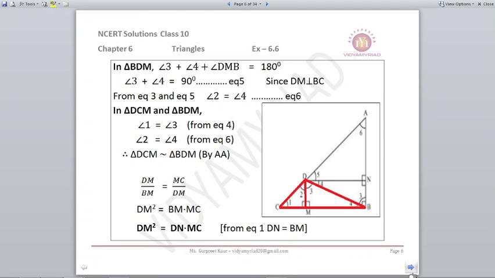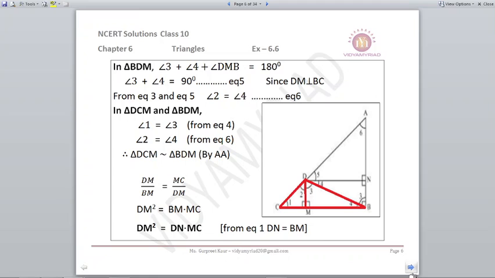Now let's take the next triangle, that is DMB. If we look at this triangle, again if we use the angle sum property, we can see that angle 3 plus angle 4 will be equal to 90 degrees, as we know that DM is perpendicular to BC. So now if we compare equation number 3 and equation number 5, we come to know that angle 2 will be equal to angle 4. Let it be equation number 6.